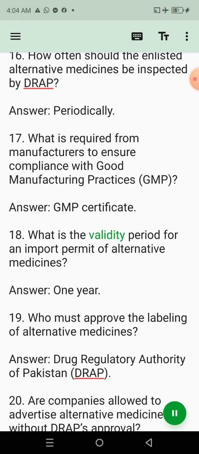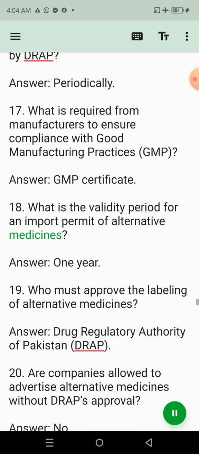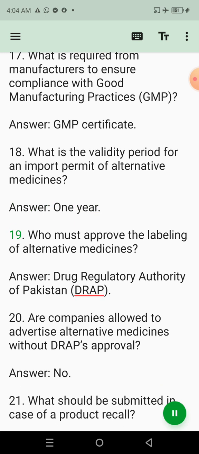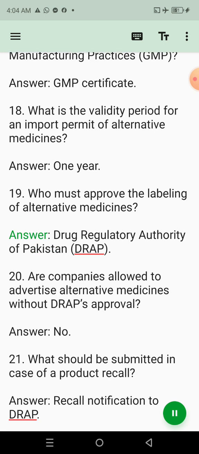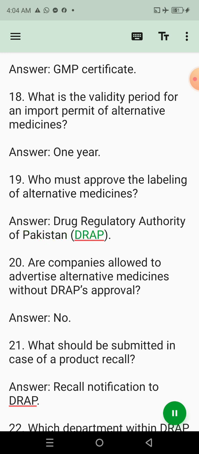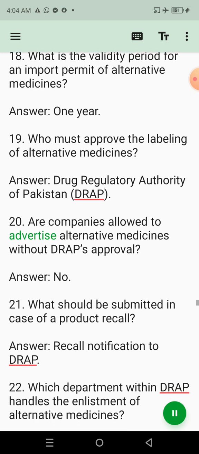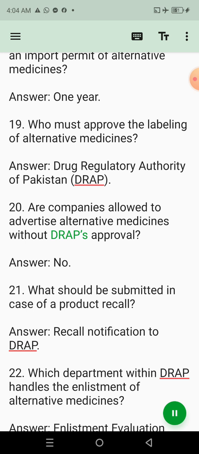18. What is the validity period for an import permit of alternative medicines? Answer: 1 year. 19. Who must approve the labeling of alternative medicines? Answer: Drug Regulatory Authority of Pakistan, DRAP. 20. Are companies allowed to advertise alternative medicines without DRAP's approval?